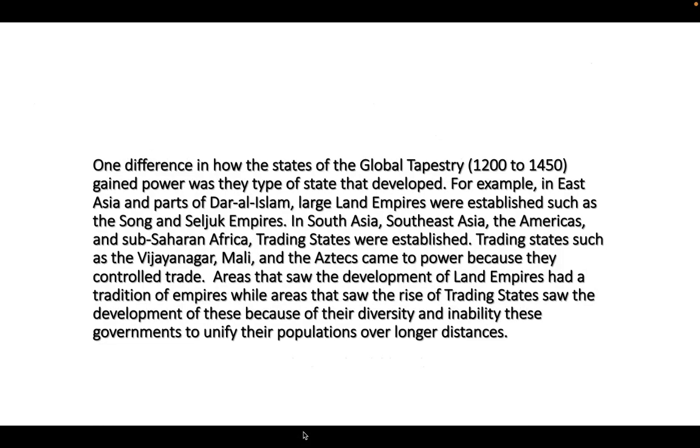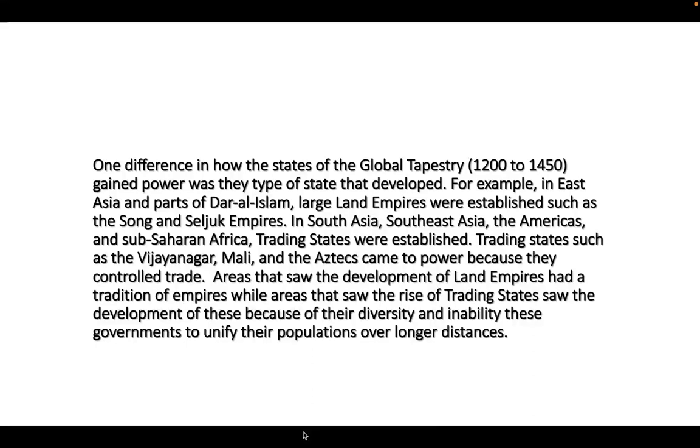So when we look at a difference, one difference in how the states of the global tapestry, 1200 to 1450, gained power was the type of state that developed. For example, in East Asia and parts of Dar es Salaam, large land empires were established, such as the Song and the Seljuk empires. In South Asia, Southeast Asia, the Americas, and Sub-Saharan Africa, trading states were established. Trading states such as the Vienna Jager, Mali, and the Aztec came to power because they controlled trade.